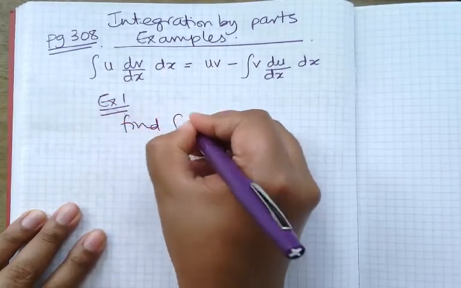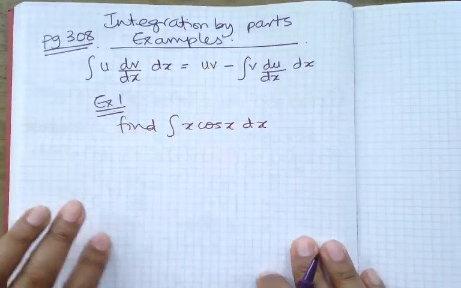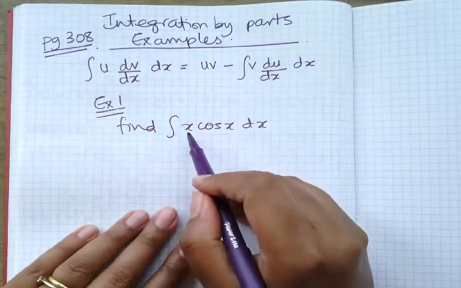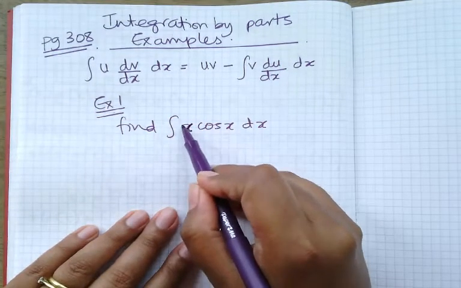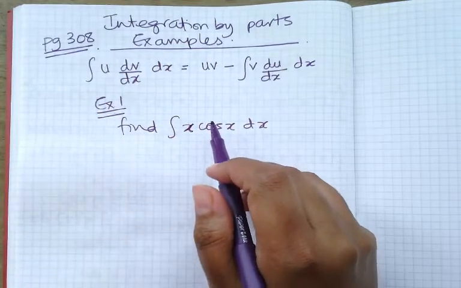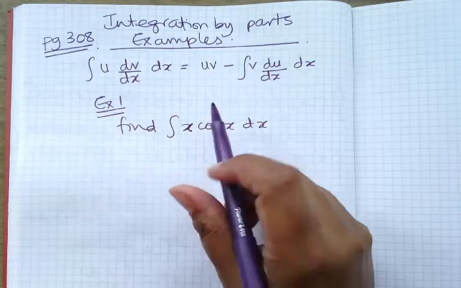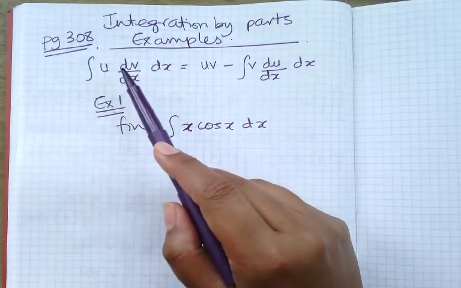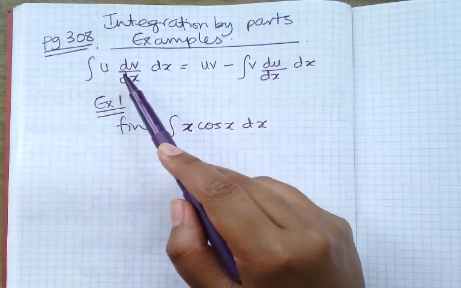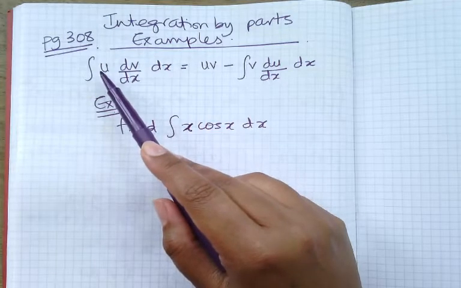find the integral of x cos x dx. Now, in these types of questions, as you can see, we've got a product of two different functions. So what you've got to do is identify what function you are going to call u, and what function you are going to call dv by dx. The function that you call dv by dx, you're going to integrate, and the function that you call u, you are going to differentiate.